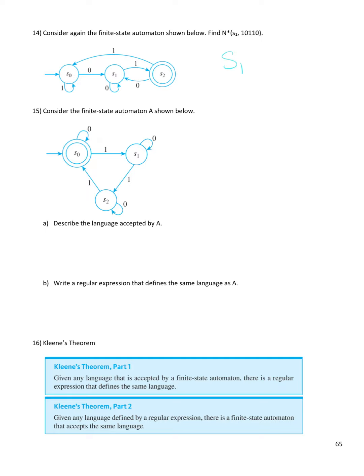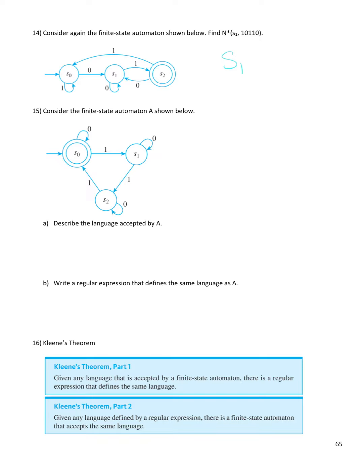Or no 1s, right? If my initial state is S0 and I get a 0, I'm at the acceptance state. Any number of zeros will take me to the acceptance state. And I don't need exactly 3 1s to get back. I could also get 6 1s and go around this circuit twice. Or 9 or 12. Any multiple of 3 1s in the string would get me to the acceptance state.